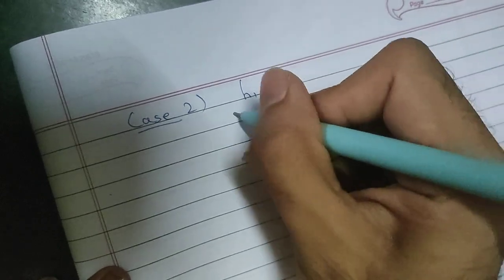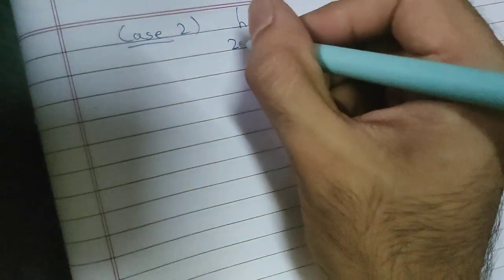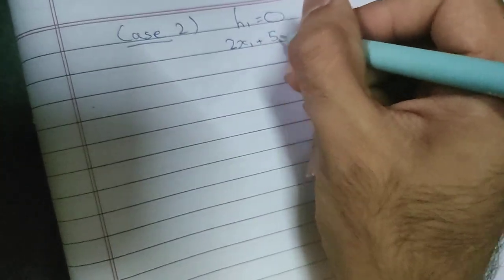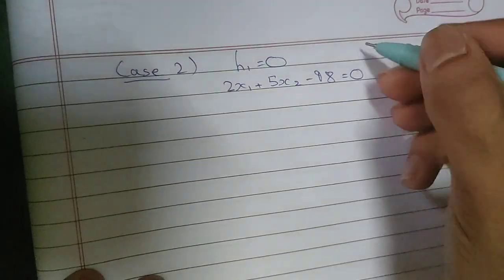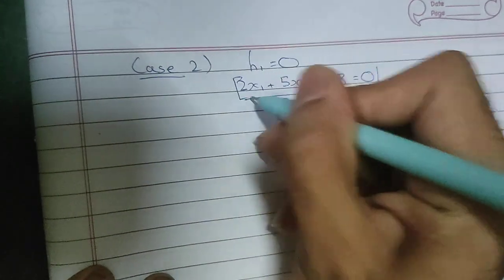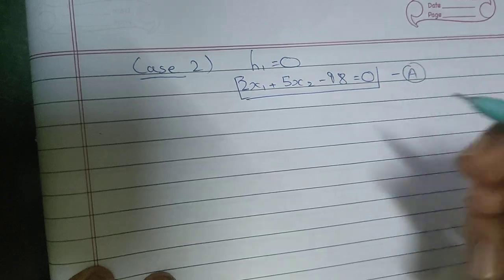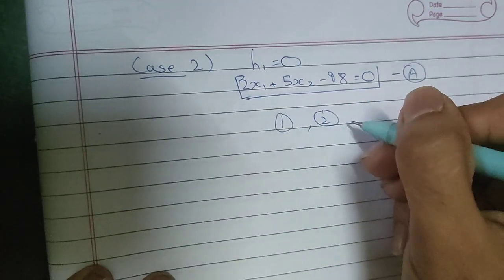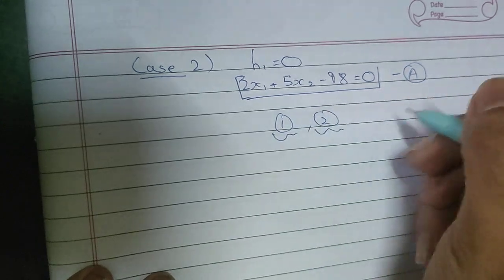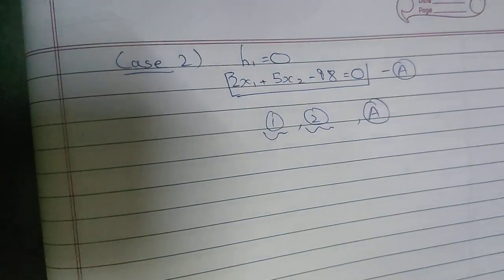Now let's consider our second case. In case number 2, we assume that our h1 is equal to 0. That is 2x1 plus 5x2 minus 98 equal to 0. So this is one equation, and we can call this a. And the other two equations are just equation 1 and 2. So we solve equation 1, equation 2 and a simultaneously.